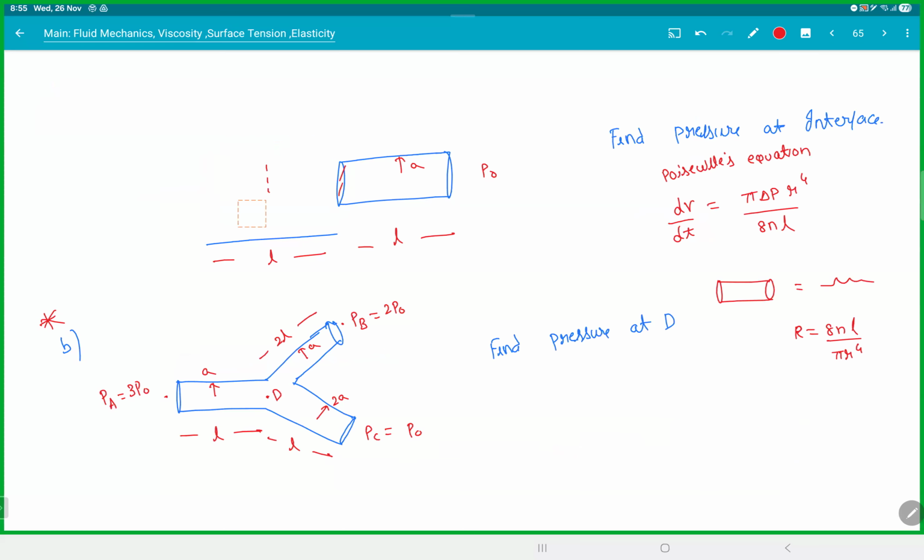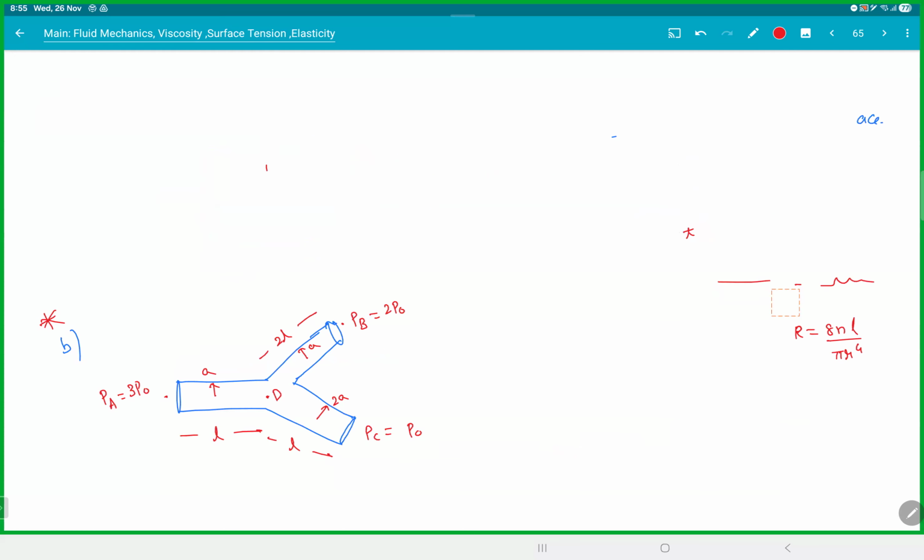What about this guy? It is the same story again. So convert them into resistors. So it's like 3 resistors. This is an important model because it can be asked in 4 chapters. So 8 eta L by pi a power 4. So let's call this guy R. 8 eta L by this thing, so this will be R by 16. That is 2R.